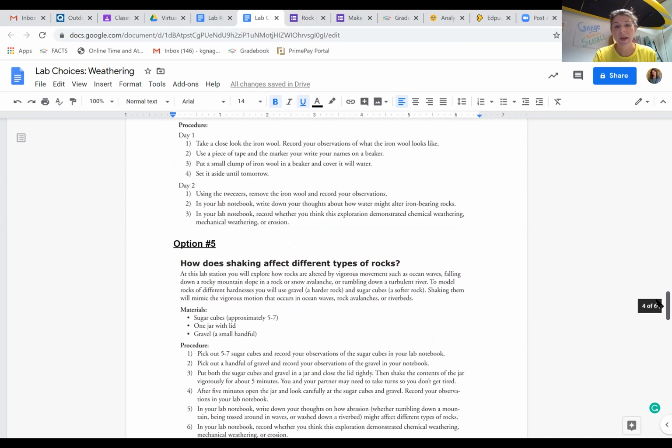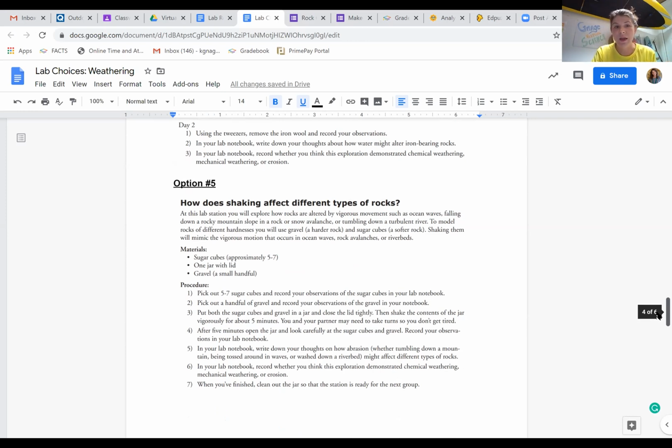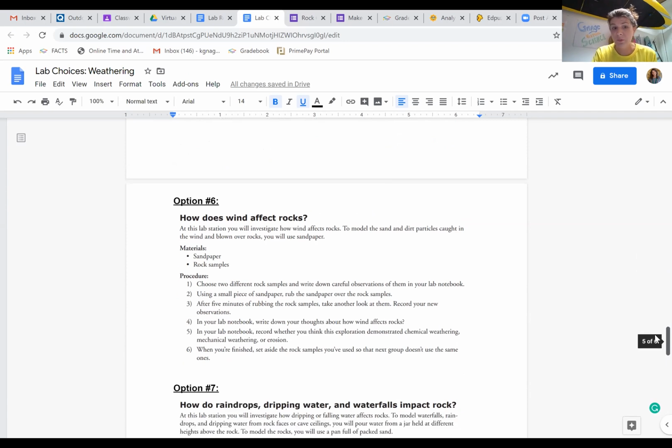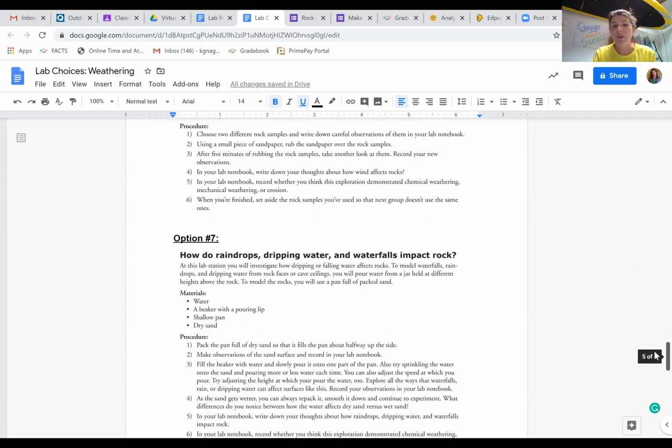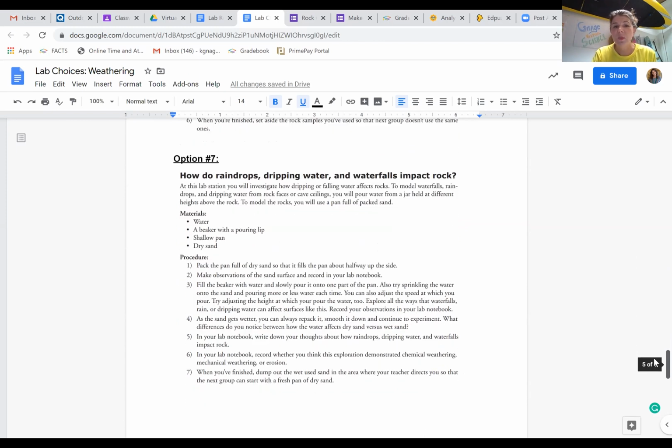Option 5, how does shaking affect different types of rocks? This one, you need sugar cubes. I don't know if you have sugar cubes at home, but if you do, it's one that you might be able to conduct. Option 6, how does wind affect rocks? You need sandpaper for this. Does mom or dad have sandpaper in the garage that you can use? Option 7, how do raindrops, dripping water, and waterfalls impact rocks? This one you would need just sand and a shallow pan and some water.